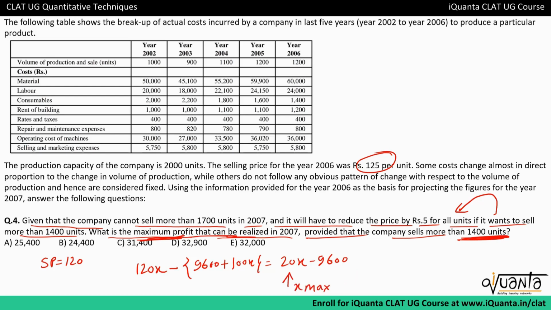What can be the maximum value of X? As per the question, it can be maximum 1700 units, because the company cannot sell more than 1700 units. So when you put X equal to 1700 here, you will be getting option B as the correct answer, 24400. So this will be the maximum profit.